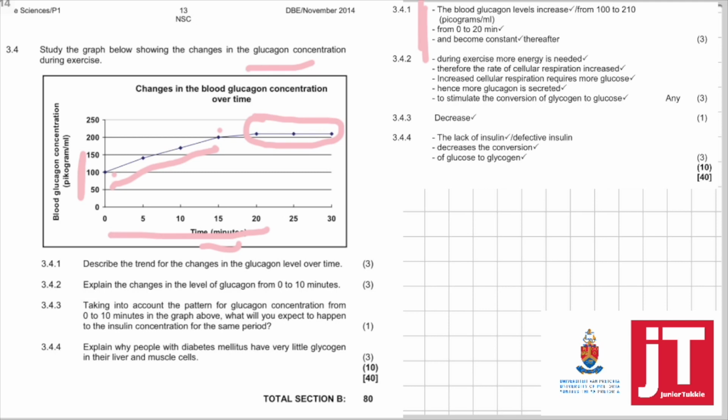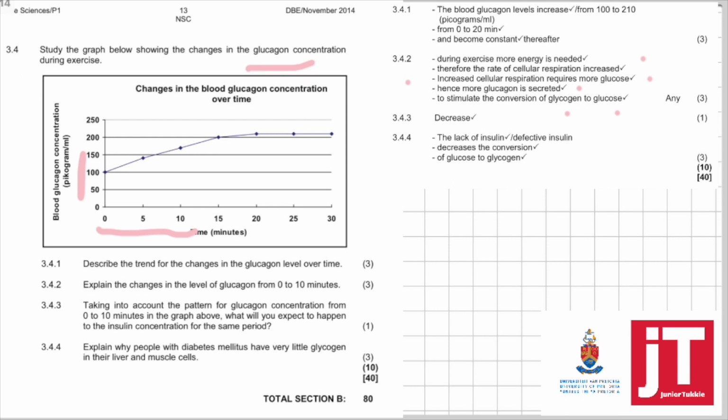Okay. Nice question. 3.4.2. Explain the changes in the level of glucagon from 0 to 10 minutes. So what has happened? Why is the glucagon concentration increasing? Can you see that? Because the person is exercising, right? So the rate of cell respiration is increasing, right? What does cell respiration need? More glucose. How is that going to be brought about? More glucagon will be secreted, which will cause glycogen to be converted into glucose.